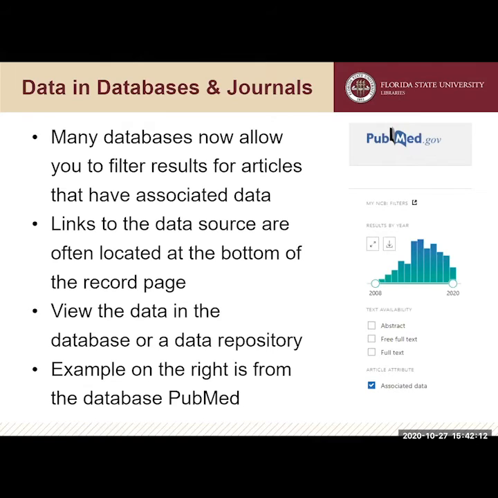So within a repository, you can link back to an original publication, right? Where the final data or the summarized or worked up data might be. So you can actually do the converse as well. Many databases now provide the ability to link articles with associated data and filter for this when you're doing a search. Links to that data source are often found within the record page when you've done a search in a database.